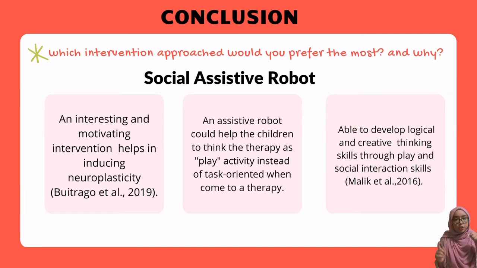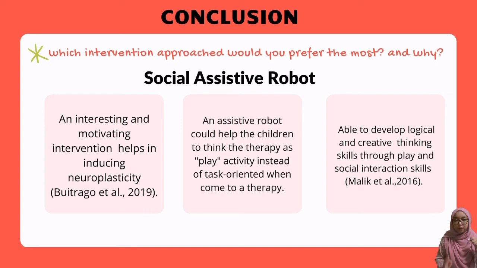I would choose the social assistive robot because it is an interesting and motivating intervention that helps to improve participation of children with cerebral palsy and also helps in inducing neuroplasticity. In contrast with home-based bimanual training that includes parents' involvement in the treatment approach, they tend to give direct and strict commands that may lead the child to easily get bored and show no interest.